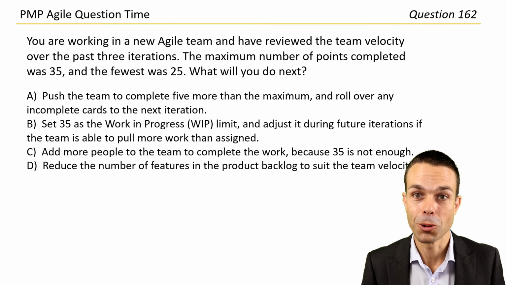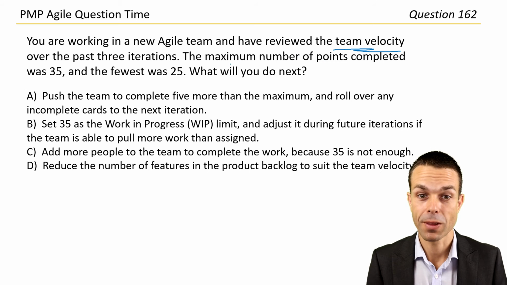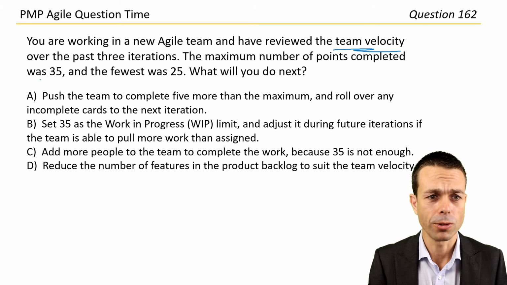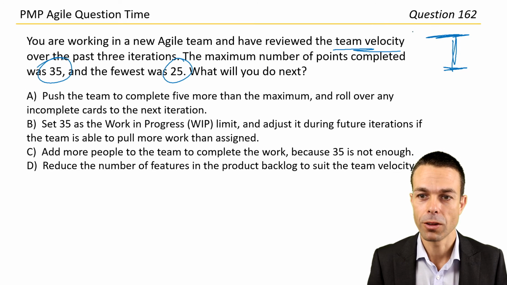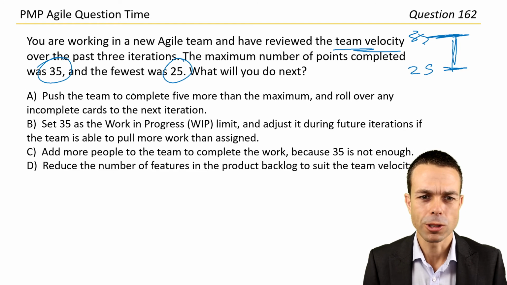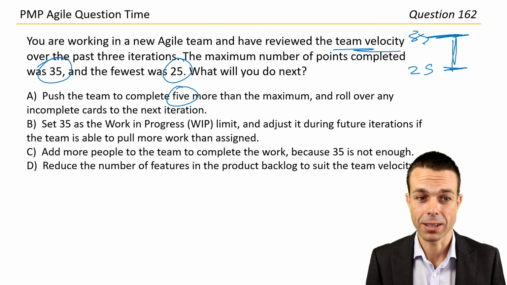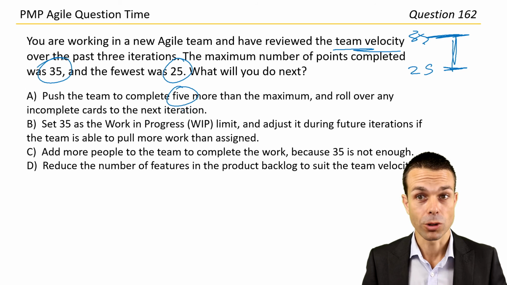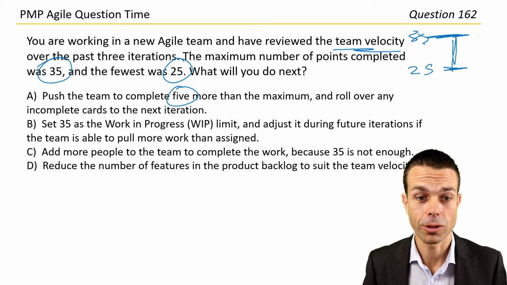You are working with a new Agile team and have reviewed the team velocity over the past 3 iterations. The maximum number of points completed was 35 and the fewest was 25. What will you do next? Okay, so 35, 25. What is this going to ask? What will we do next? So push the team to complete 5 more than the maximum and roll over any incomplete cards to the next iteration. So, look, you will see this happen in your career, just so that you know.